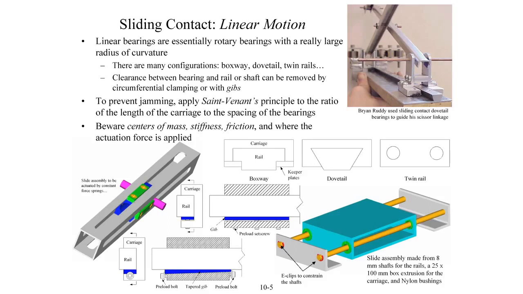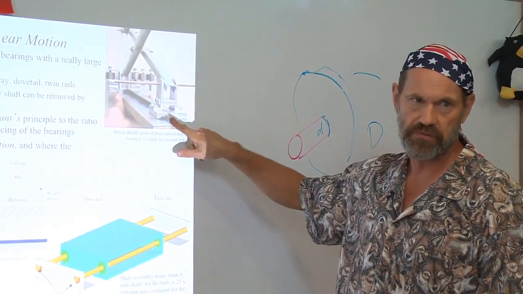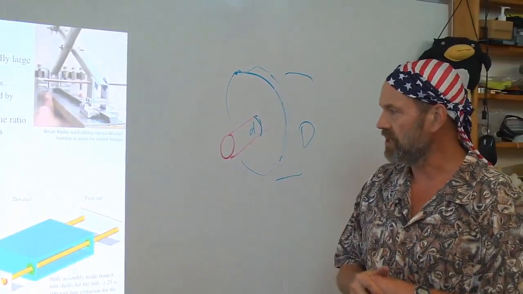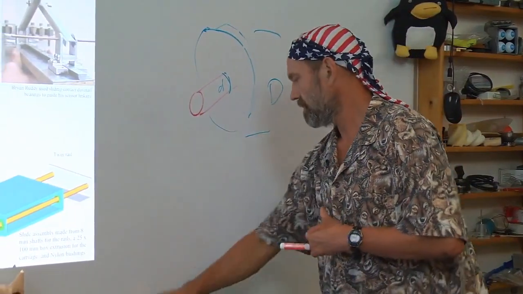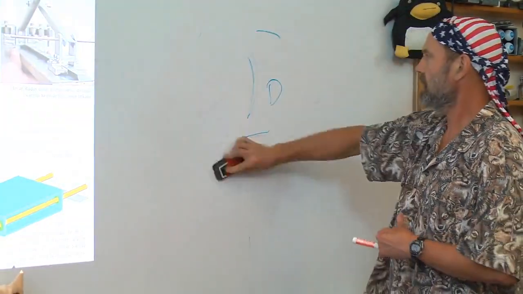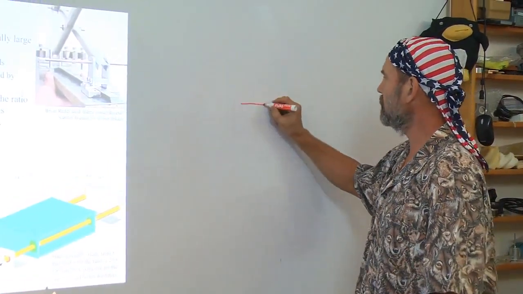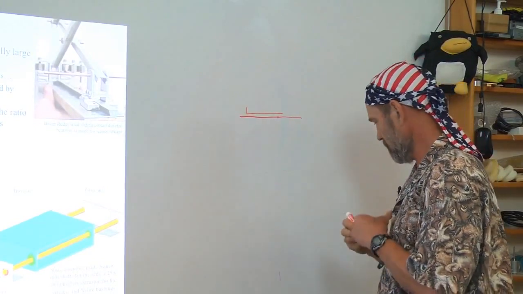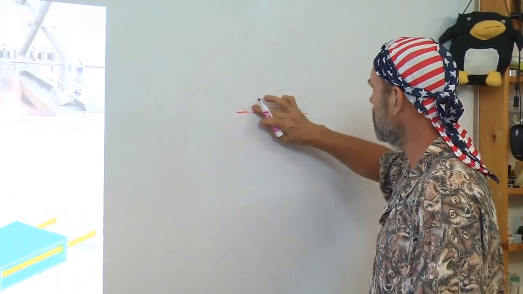For linear motion, if you go to an old style machine tool, for example, a lathe or milling machine, you'll often see what is called a dovetail joint. A linear sliding bearing can be as simple as a flat part on a flat part. Let me get a different color here for the bearing.